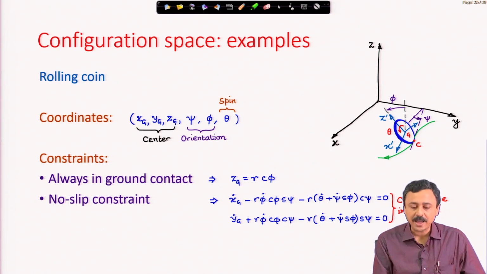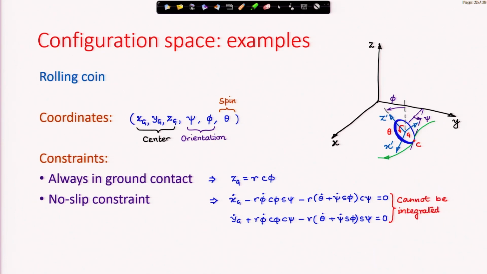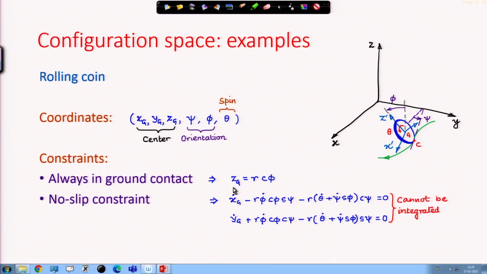Therefore, finally, let us get back to our initial slide. We had the ground contact constraint, which is holonomic, a constraint in terms of the coordinates, and we have these constraints in terms of derivatives of the coordinates, which cannot be integrated. I cannot get a constraint in terms of the coordinates from these two. They are called non-holonomic constraints. So we have one holonomic constraint in terms of coordinates and two non-holonomic constraints.